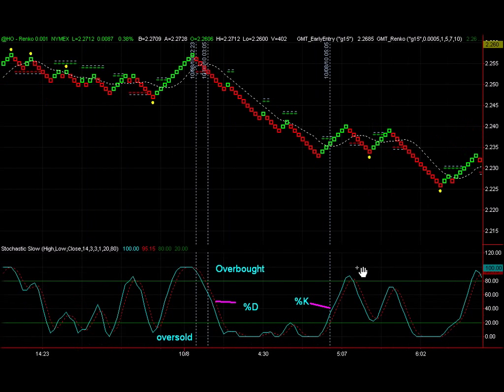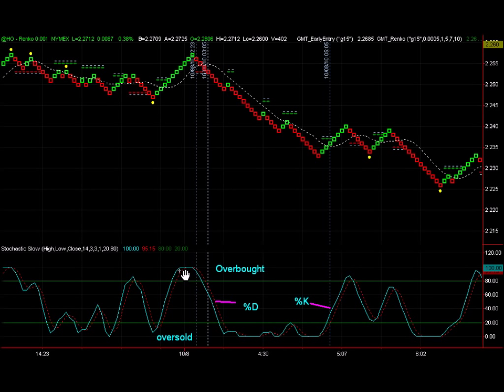So the other way in which traders use the stochastic is they use what we call the percentage D. Now the percentage D is really just a 5-period simple moving average, and that's used to really slow the stochastic down, but it's also used by traders as a signal, an early signal to get into and out of trades. So some traders use that cross of the K on the 5-period as a potential indication to get into the market.